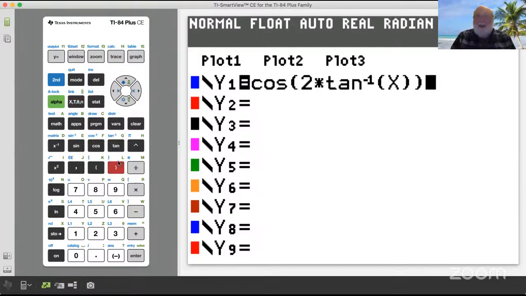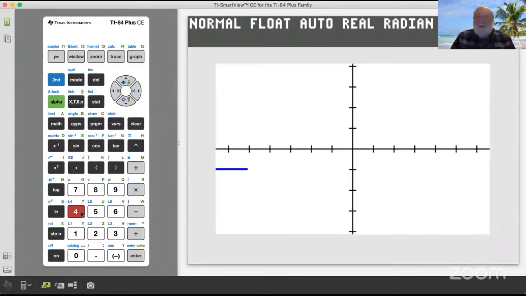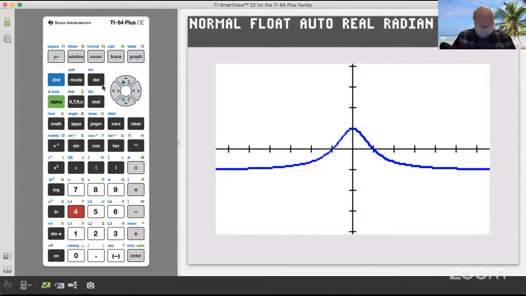So there's that cosine of that. Let me just do a quick graph of that, see what it looks like. I'll do a zoom decimal. Oh, okay, kind of interesting. Yeah, it looks like it's defined for all real values. Well, that makes sense. The cosine is defined for all real values, so as long as the arctangent is a real number, and it is, it looks good.